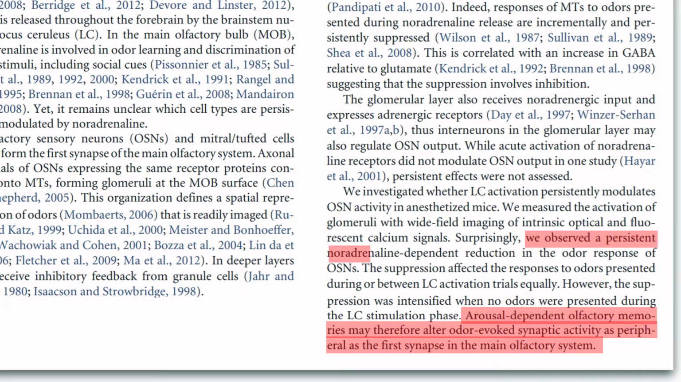So in this case, we observed a persistent noradrenaline-dependent reduction in the odor response of olfactory sensory neurons. The suppression affected the responses to odors presented between locus coeruleus activation trials equally.